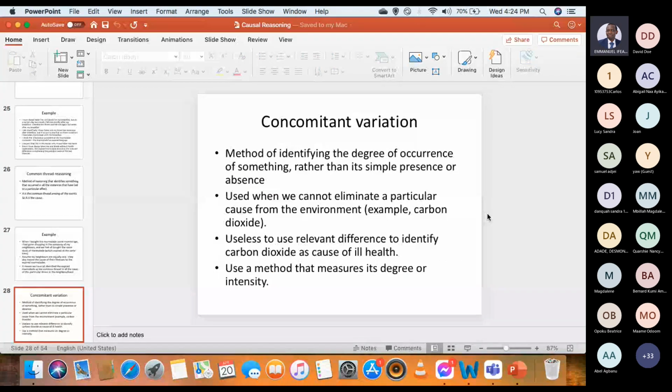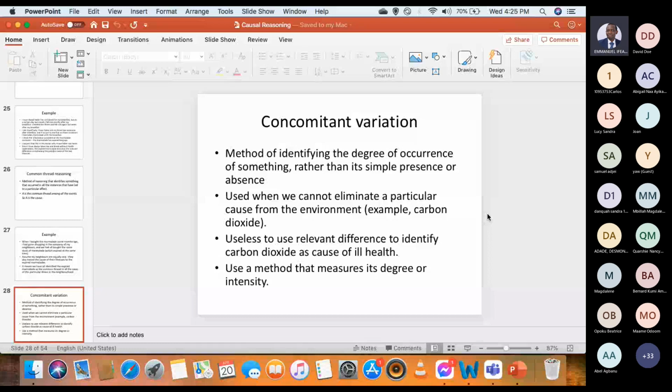When we go to concomitant variation, this is a method of identifying a degree of occurrence of something rather than its simple presence or absence. Now, remember that when we are looking for relevant difference, we are looking for the presence or absence of something in an environment. The same thing with common thread. But when we're talking about concomitant variation, we are dealing with something that is part and parcel of the environment, something that can never leave.